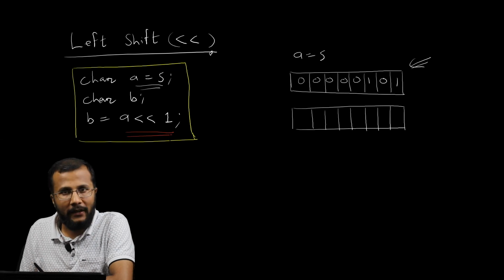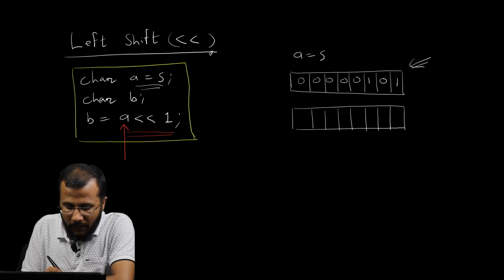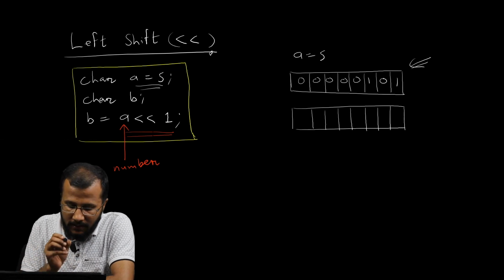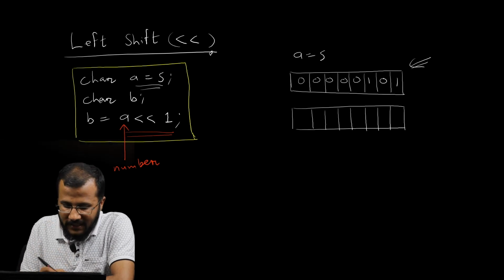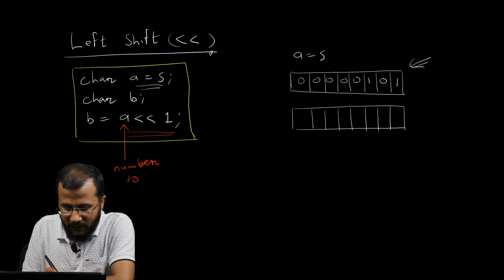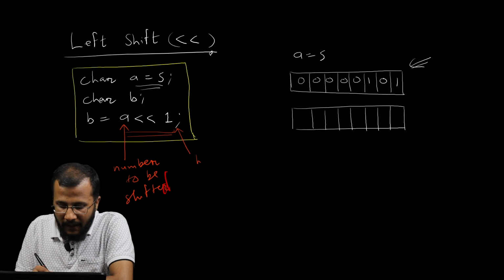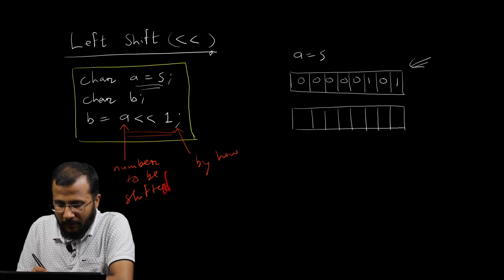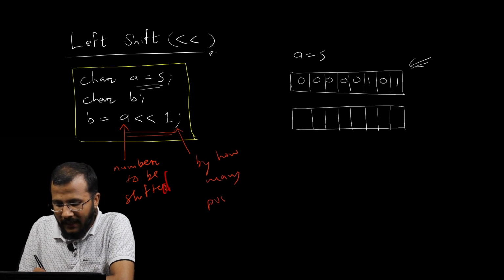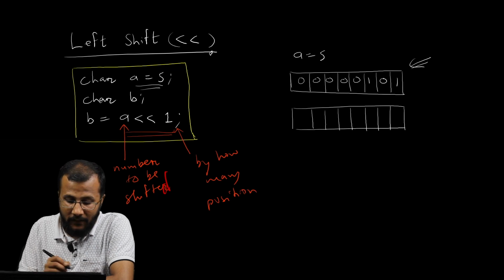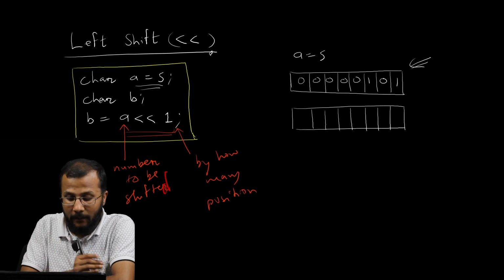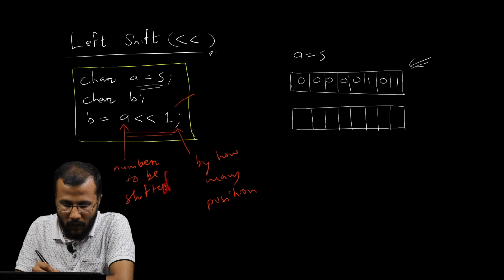It has 2 operands. So this is the number. This should always be an integer number. All the operands must be integers. This is the number that must be shifted towards the left, the number to be shifted, that is 5 in our case. And this is by how many positions it needs to be shifted. So what I'm trying to do here is shift 5 towards the left by 1 position.